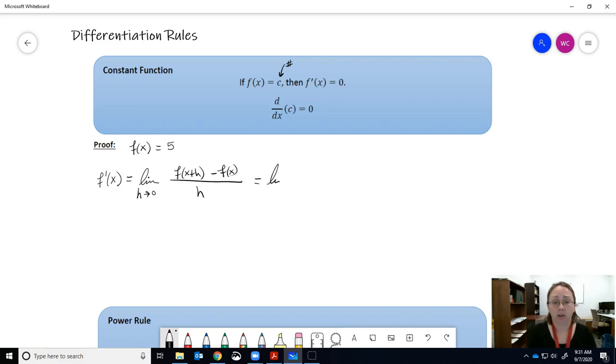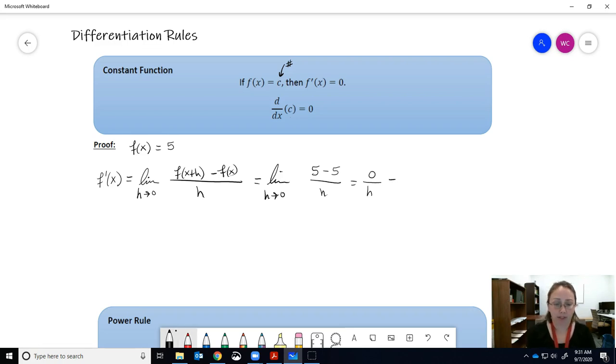So if I continue here, write my limit as h goes to 0, f of anything, doesn't matter what I put here, so f of x plus h is 5, minus f of x, well, that's also 5, all over h. So 5 minus 5 is 0 over h. Now remember, we haven't taken the limit yet, so we simplify before we take the limit. What is 0 divided by a number? Remember, h is approaching 0. It's not actually getting there yet. So 0 divided by a number is 0.